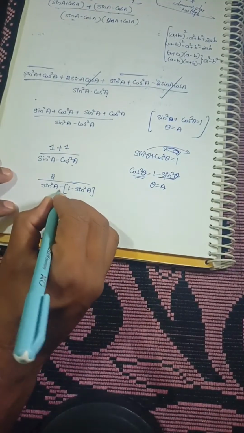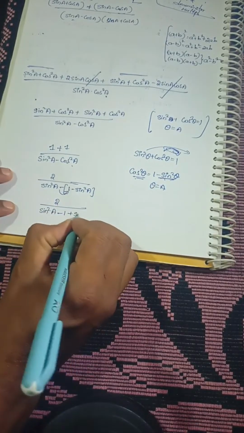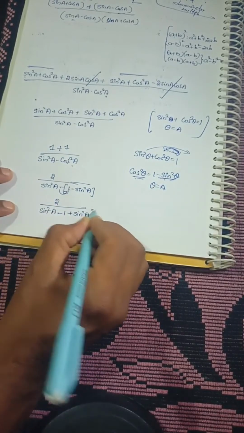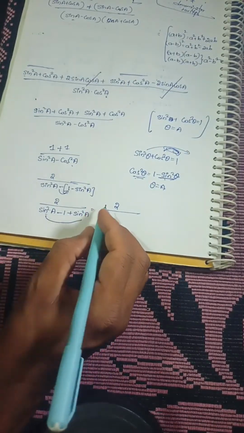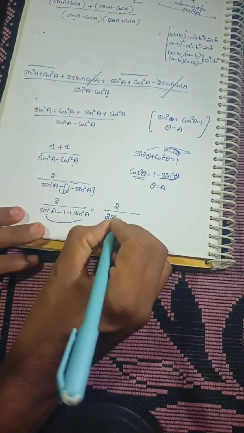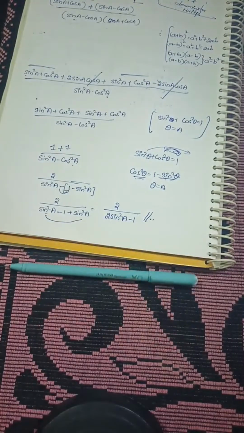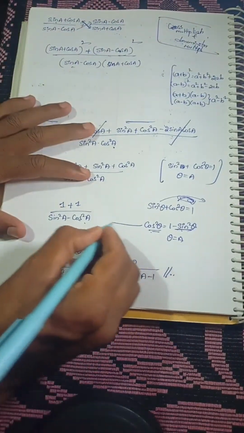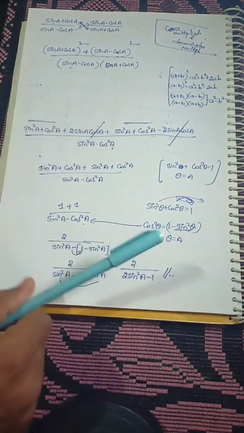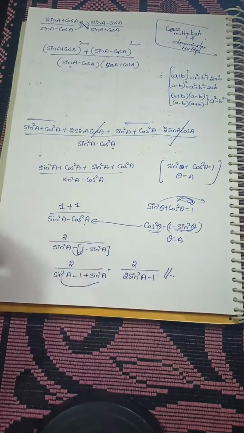In place of cos square we are substituting 1 minus sin square a. 2 by sin square a, minus into minus becomes plus, so sin square a plus sin square a. We are having 2 sin square a minus 1. That is the answer. See, here we are using this formula. Don't put an arrow mark like that; for understanding purpose I kept the arrow mark.